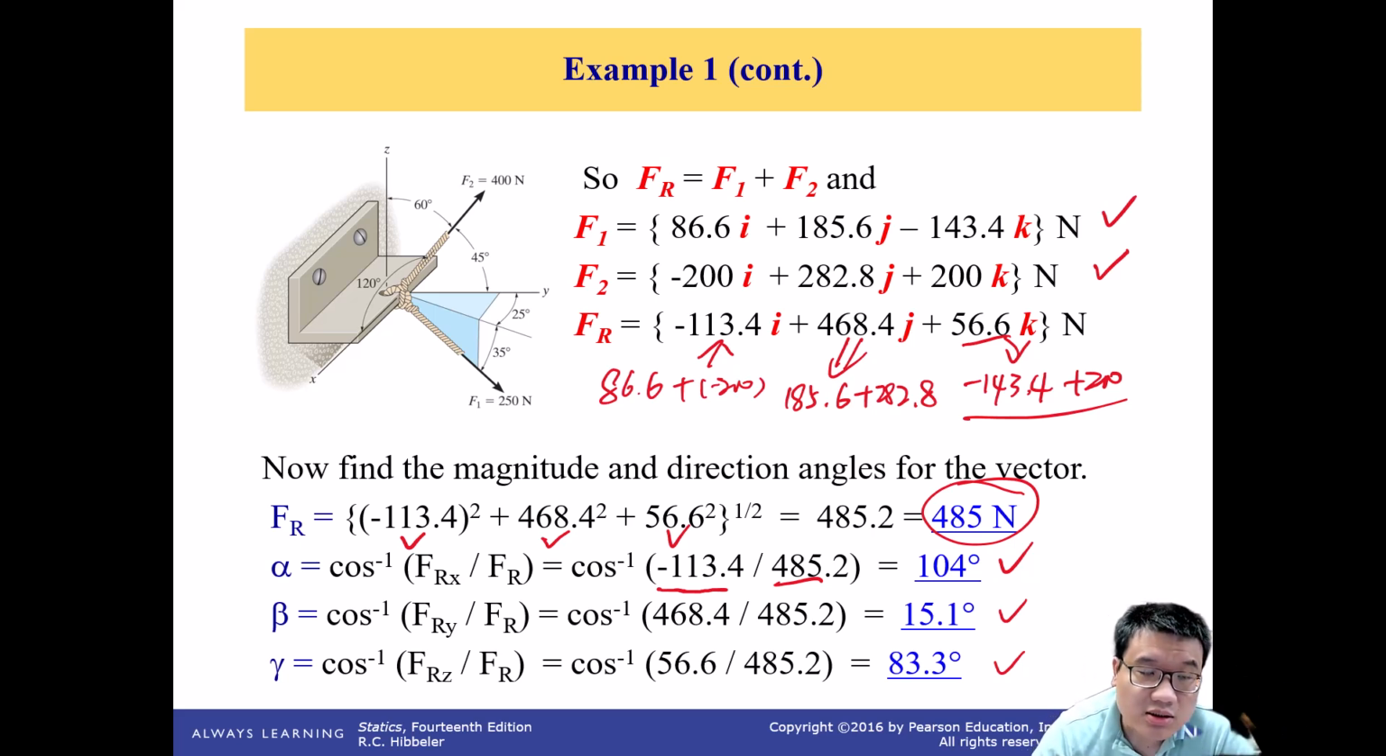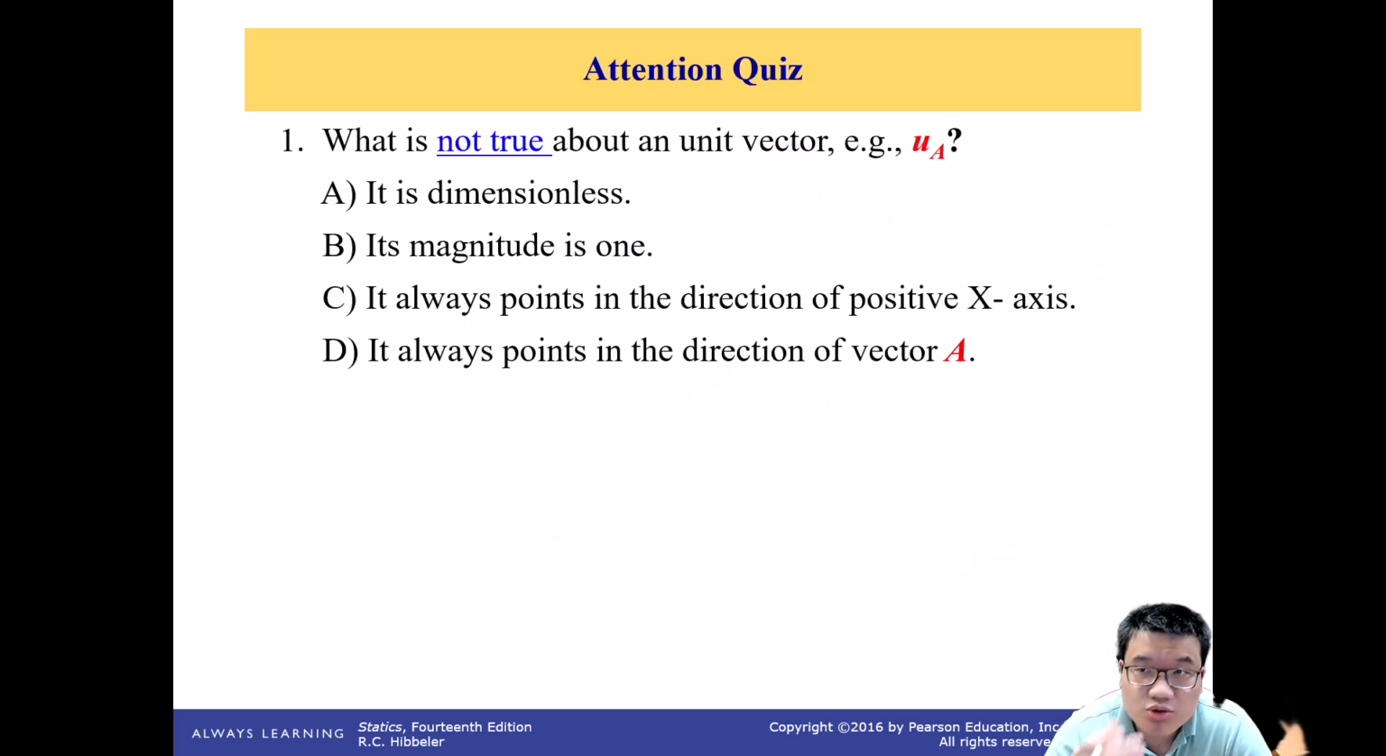Okay, so here's the example for today, and also two more quizzes. Which is not true about the unit vector, like the UA? It's definitely dimensionless, its magnitude is 1, and it's always pointing in the direction of the vector A. However, it's not always pointing in the direction of the positive x-axis. So the answer should be C.